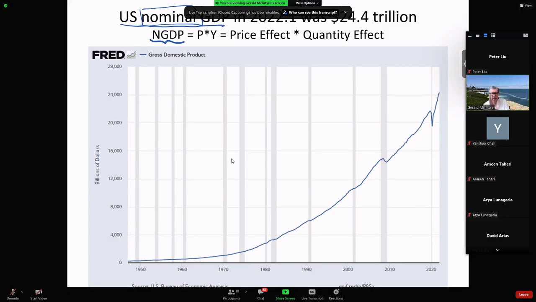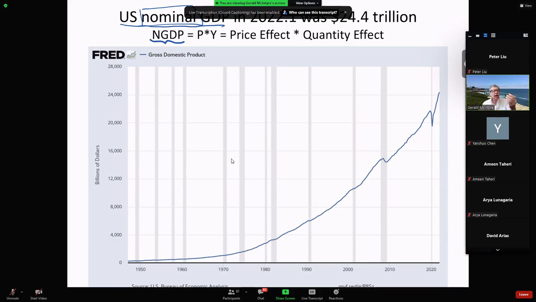Nominal gross domestic product. In other words, the market value of all final goods and services produced within the domestic economy in a given year at current prices. The way I tell students to think about nominal GDP is to think of it as a national cash register. Every single thing that is produced within the borders of the United States is rung up.